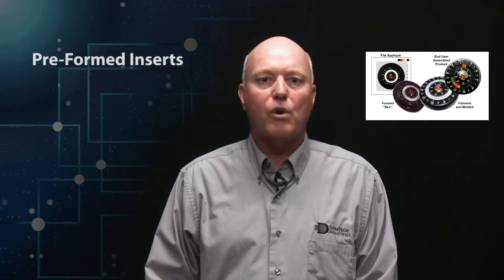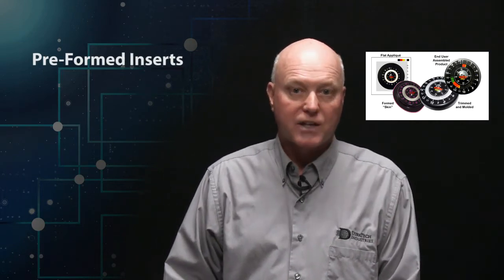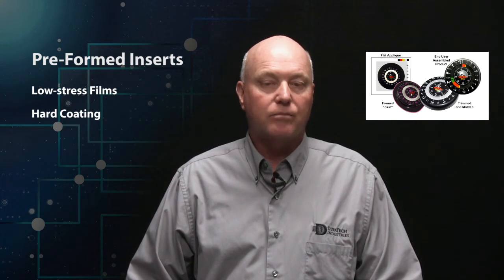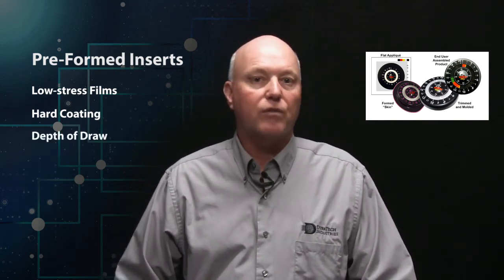3D IMD requires the need for preformed inserts that may have even more specialized requirements, such as films that can be consistently formed with predictable graphic distortion. The use of low-stress film versions should be used when graphic registration is critical. If a part is 3D and requires a hard coating, the film choices become limited, as can the amount of draw in the design. As mentioned earlier, the depth of draw may require the use of thicker films.